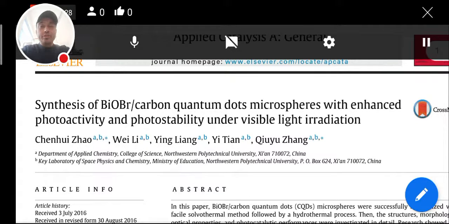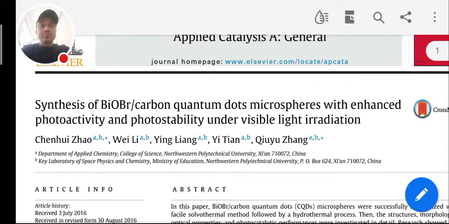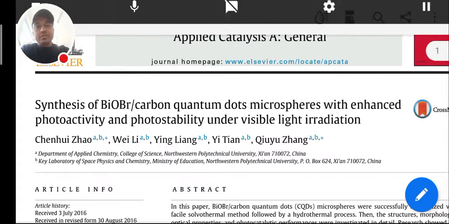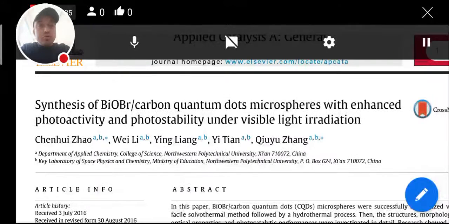We will discuss more things, we will understand, and slowly, gradually, we'll increase the complexity of the discussion, and we will understand more things about photocatalysis and the papers linked with carbon BiOX compounds. Especially, this is our focus.